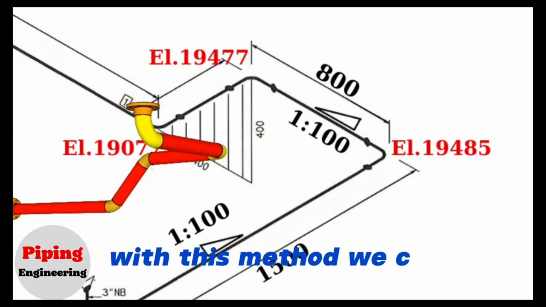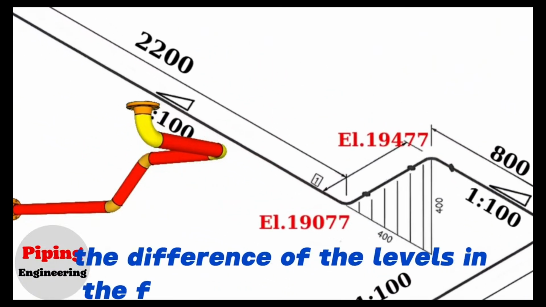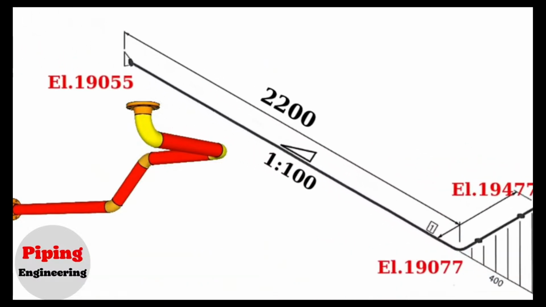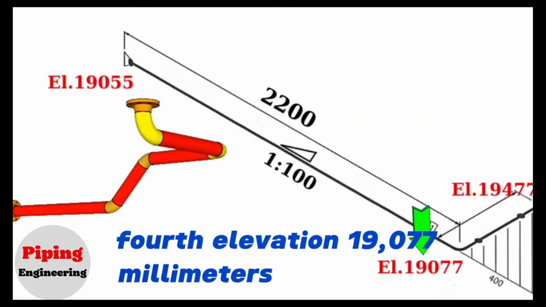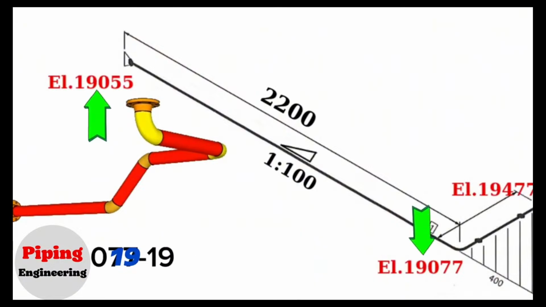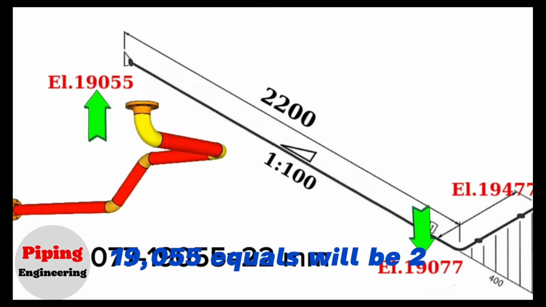With this method we can calculate the difference of the levels in the fourth and fifth rotations. Fourth elevation 19,077 mm minus fifth elevation 19,055 mm equals 22 mm.